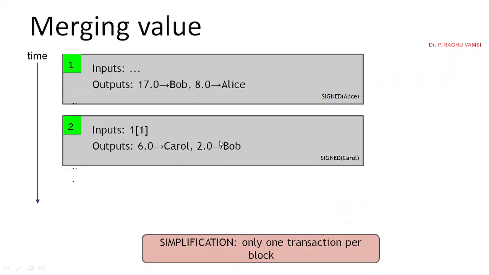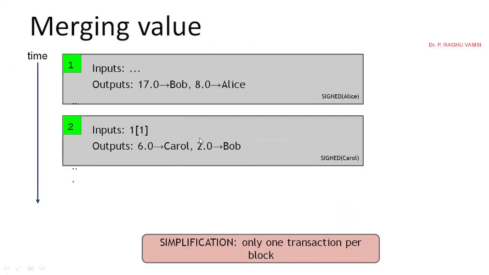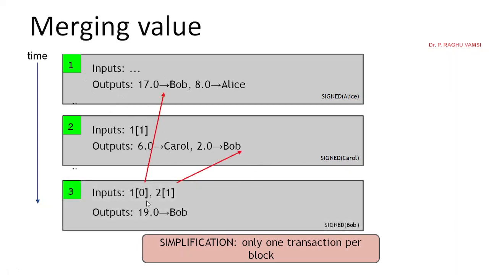While coming to the merging value, this is related to splitting value. I told you merging value is like this. So input output 17 to Bob and 8 to Alice, and from input first block, first transaction 17, 6 to Carol and 2 to Bob. So now from these unspent transactions, that is 17 to Bob and 2 to Bob, if you combine, Bob will be having 19 Bitcoins. This is called unspent transactions.